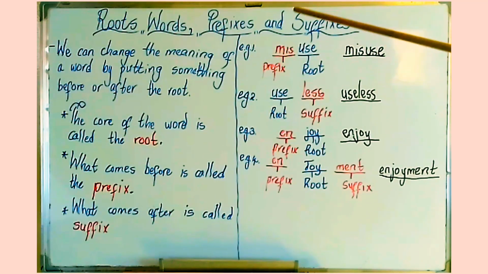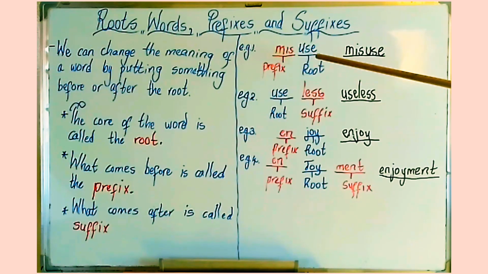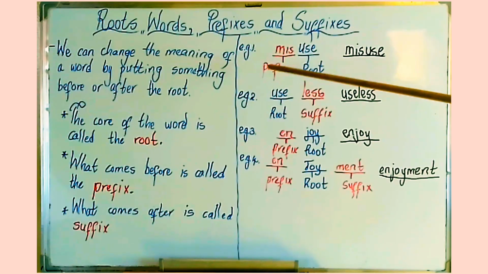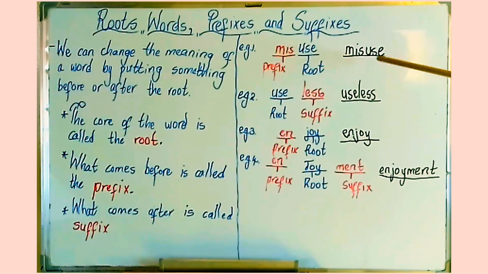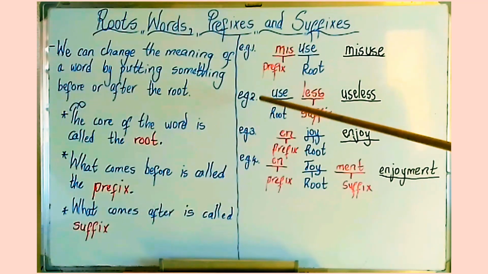You put a prefix in front of the root. The root is use, the prefix is mis. So this prefix changes the word into misuse. So the word is something else, something different entirely. So we have example number 2.